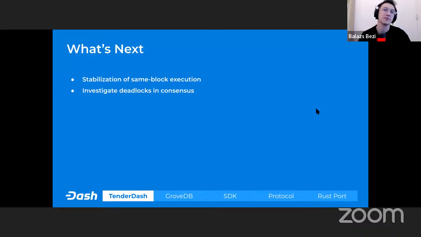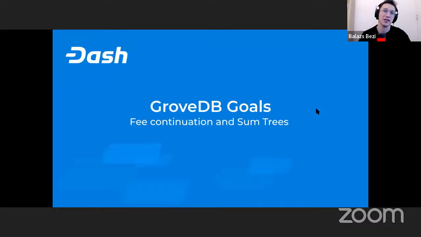Thank you very much. Let's just continue with GroveDB, and I pass it to Wisdom. Hey guys, my name is Wisdom from the GroveDB team. The goal of this sprint was fee continuation and sum trees. So next slide.